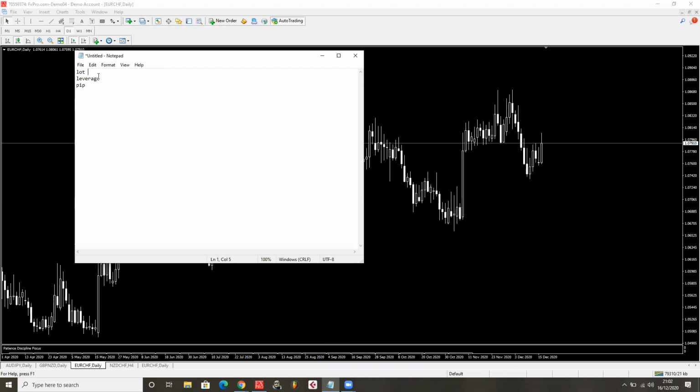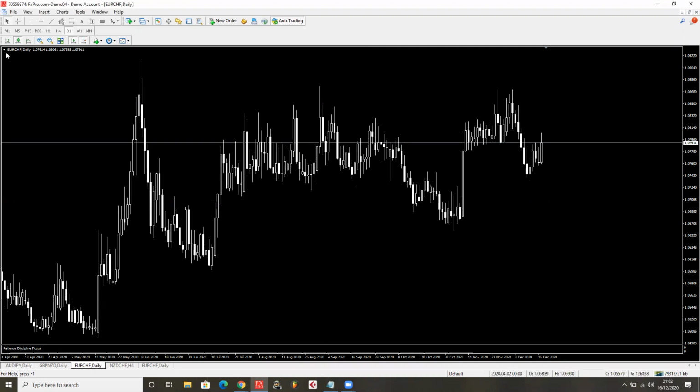Now, 0.01, let me go here, for example. When you want to enter the market and you put 0.01, 0.01 means for every pip move, you're going to make 0.01, which is 10 cents a move. Now, let me explain that again. It sounds complicated. I guarantee you it's not. So with 0.01, it means that every time the market moves one pip, you make 10 cents.